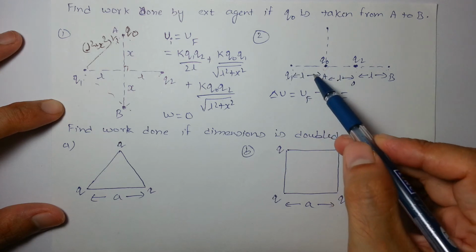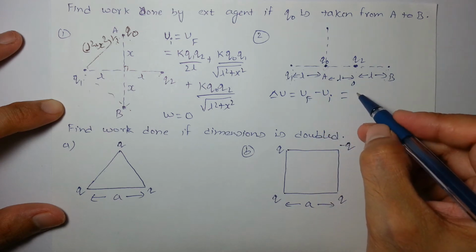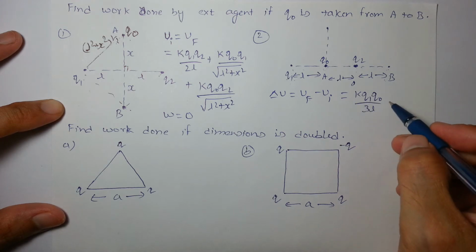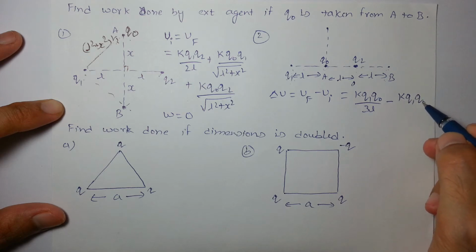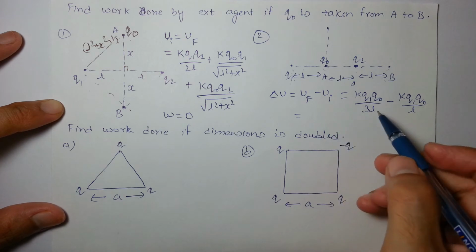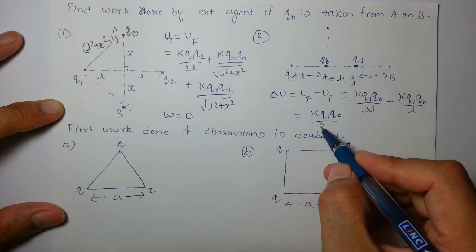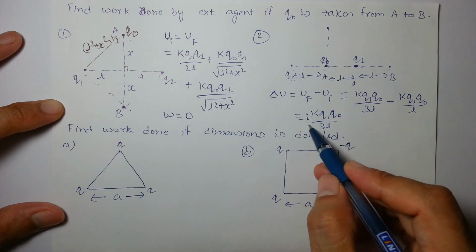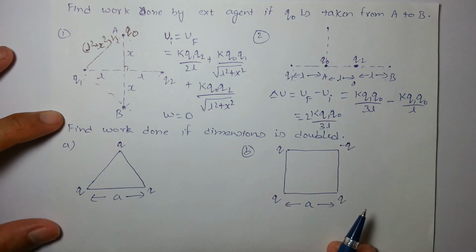So finally, the separation between Q1 and Q naught will become 3L. So K Q1 Q naught by 3L is the final potential energy, minus the initial potential energy between this pair. By solving this, I get K Q1 Q naught by 3L multiplied by minus 2. So minus 2 K Q1 Q naught by 3L is the amount of work done.